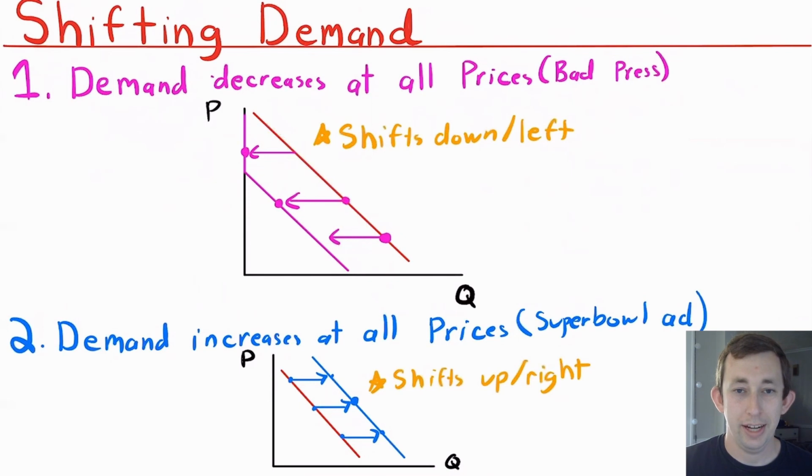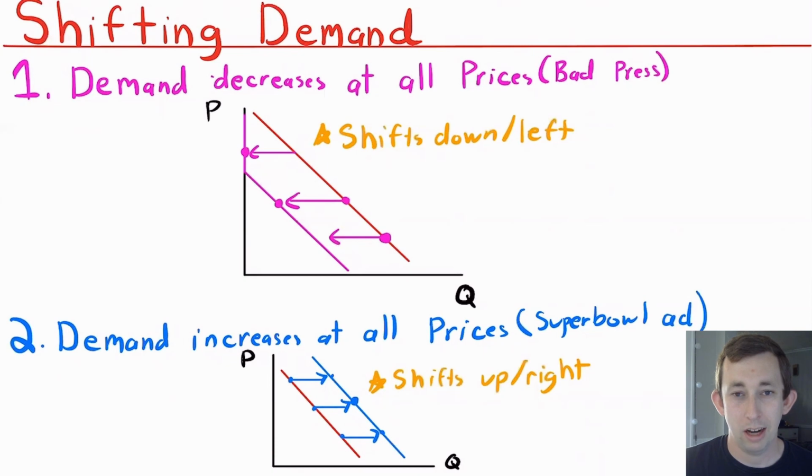But if something happens to make it such that maybe Bill wants less soda at every price, so he doesn't care what the price is, he just wants less soda than before at every possible price level of soda, then we're going to shift the demand curve to the left. You might also call this a downward shift in the demand curve.